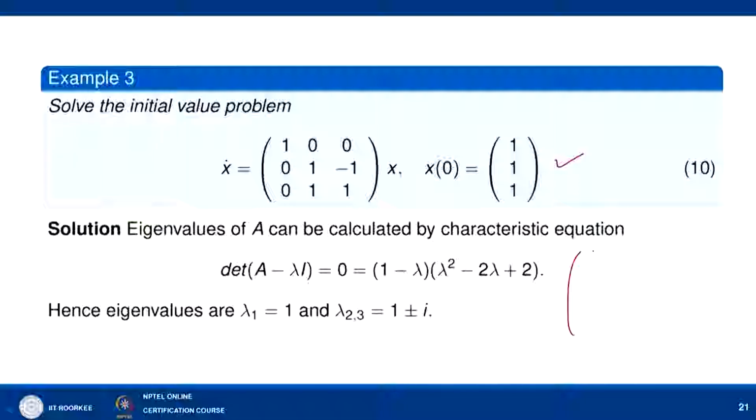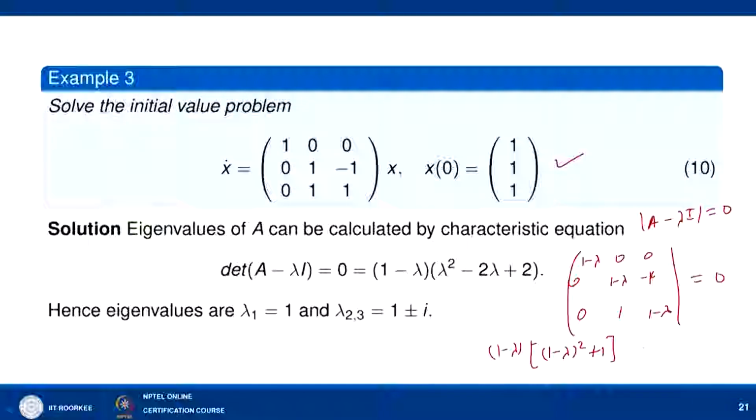The characteristic equation is the determinant of A minus lambda I equal to 0. So, the matrix is [1 minus lambda, 0, 0; 0, 1 minus lambda, minus 1; 0, 1, 1 minus lambda], and its determinant is equal to 0. So, (1 minus lambda) times [(1 minus lambda) squared plus 1] is equal to 0, and you can simplify this as (1 minus lambda) into (lambda squared minus 2 lambda plus 2) equal to 0. So, this is your characteristic equation.